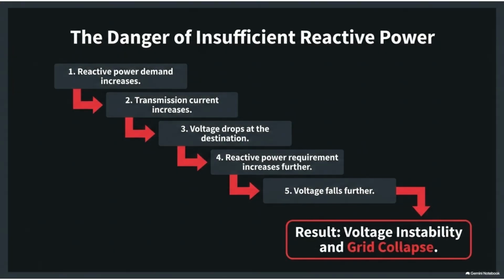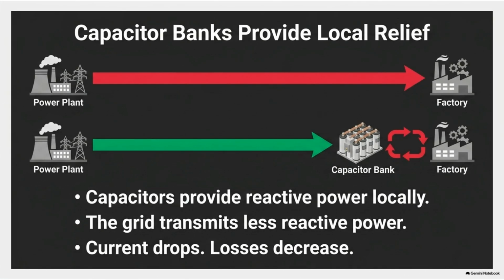Insufficient reactive power creates a dangerous chain reaction. Increased demand leads to higher currents, voltage drops, and eventually, the risk of total grid collapse. Capacitor banks provide local relief by supplying reactive power near the load. This reduces the amount of reactive power transmitted, lowering current and decreasing losses.